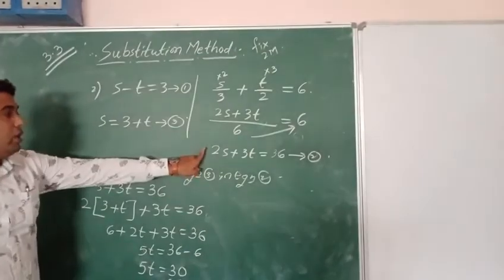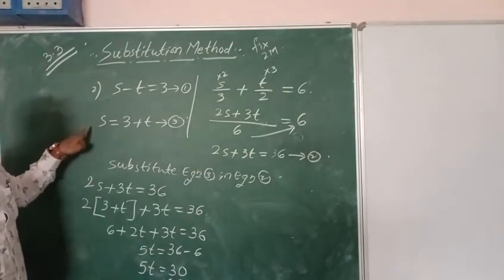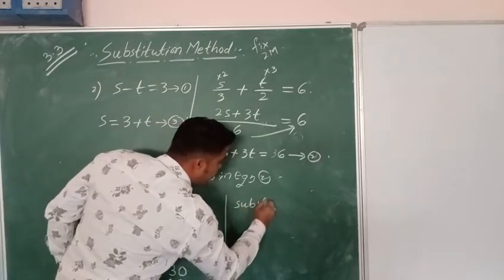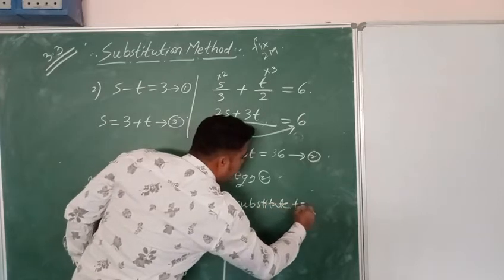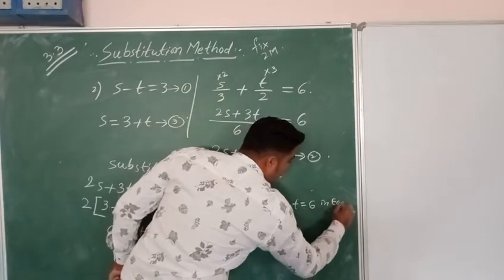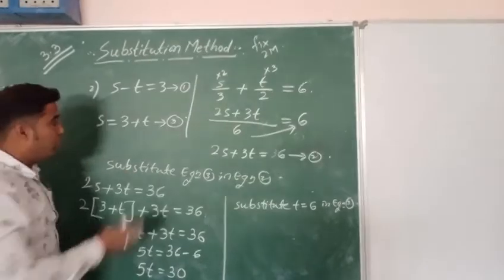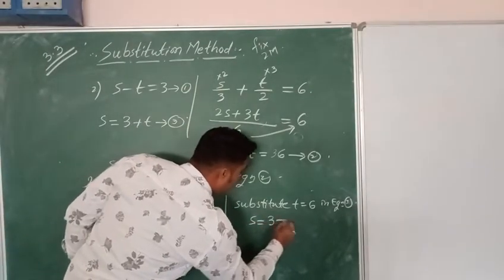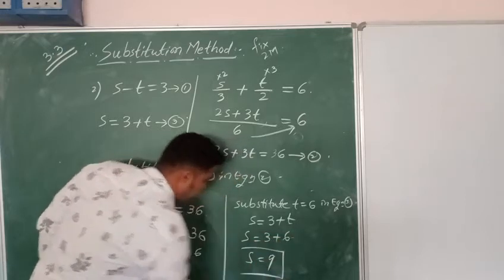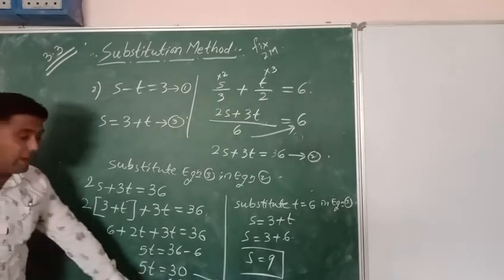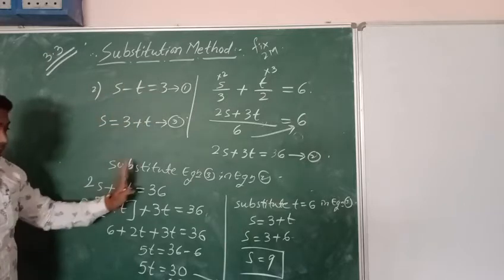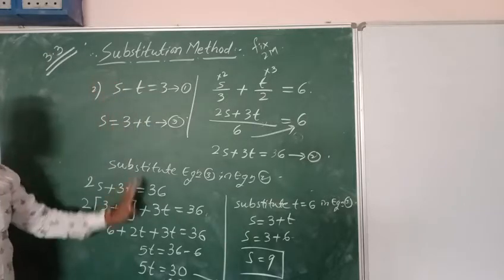Now this value of t, you have to resubstitute back in this one so that you can get the value of s. So I'll write here, substitute t is equal to 6 in equation 3. Once we substitute, what will we get here? s is equal to 3 plus t, so s is equal to 3 plus 6. s is equal to 9. So these are the two required answers. Let us check. Just see, 9, 9, 1, 6, 3. Yes, it is. So like this, you have to solve the problems based on the substitution method.